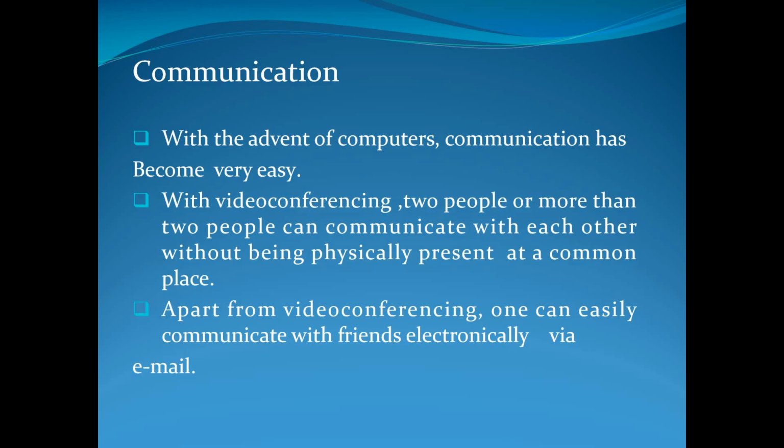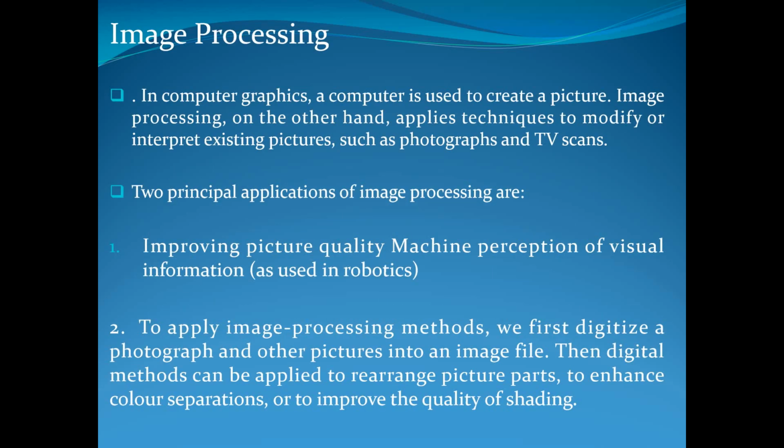Next, image processing, that is also one of the applications of computer graphics. In computer graphics, a computer is used to create a picture. Image processing, on the other hand, applies techniques to modify or interpret existing pictures such as photographs and TV scans. We can say there are two principal applications for image processing: improving picture quality and machine perception of visual information, which is used in robotics.